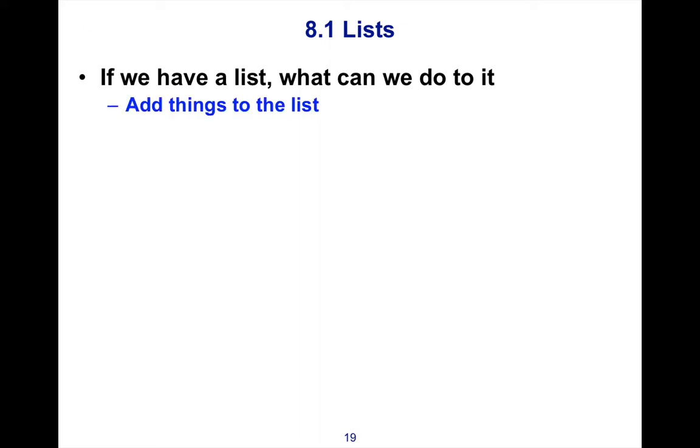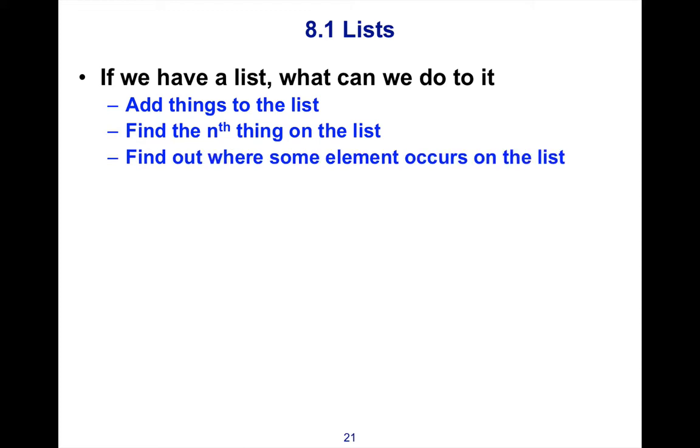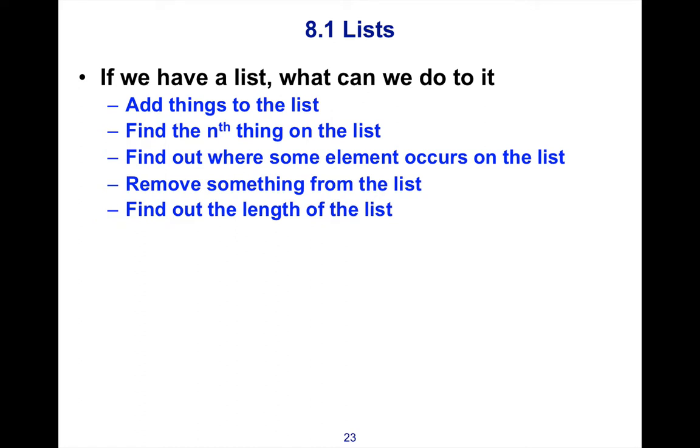Well, we need to be able to add things to the list. Perhaps we'd like to find the nth thing in the list. What is the third thing I have to do today? I might want to find out where something occurs in the list. When am I supposed to eat today? Is that the fourth thing I do or the fifth thing? And I might decide to remove something from the list either because I already did it or because I no longer need to do it. Finally, let's suppose we want to find out how long a list is to get an idea of the work that might lie ahead of us.